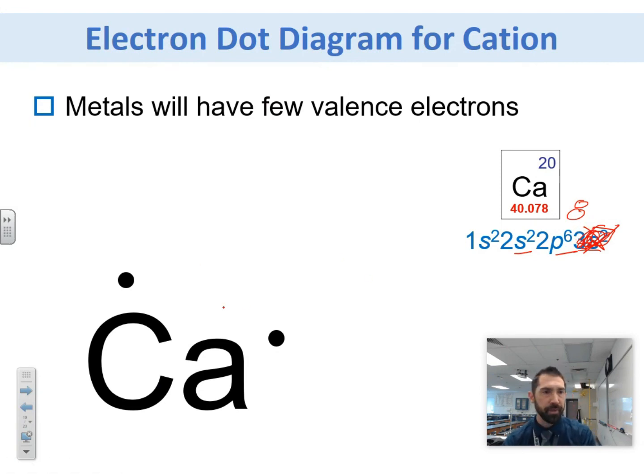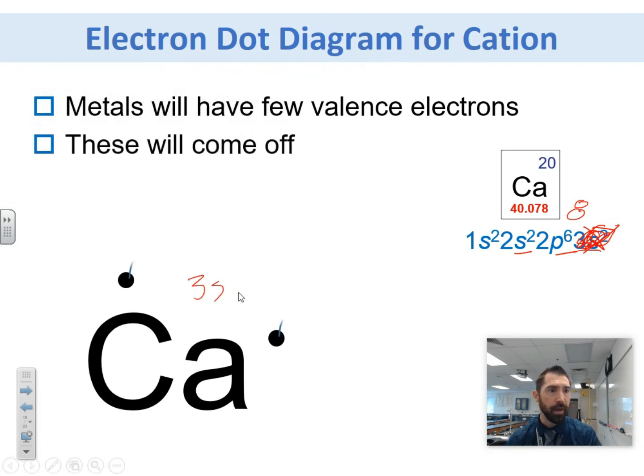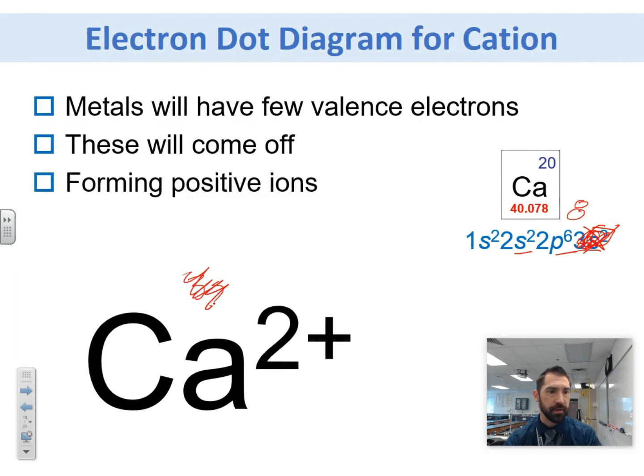So how do we show that for a dot diagram? Well, we really don't. Remember, these 2, what were out in the 3s energy level, are going to go away. They're gone. So this energy level is no longer represented, and we form a 2+ charge. So I know we've been showing you and having you show charges. Well, this is kind of how that happens and why it happens. So we don't really do a dot diagram for a cation, but we do need to show the charge. So it'd be a calcium with a 2+ charge.